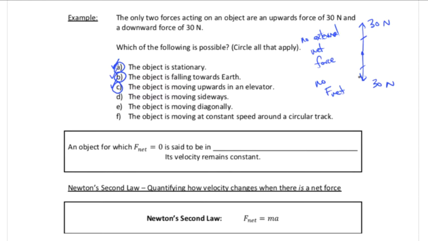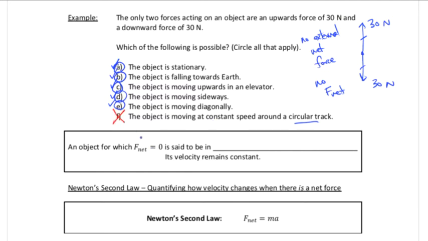Even though the vector arrows for the forces are pointing up and down, it still could be moving sideways. It could be moving sideways at constant speed. For example, this could be the force of gravity and the normal force of a puck on frictionless ice that's moving to the side at constant speed. So this is also possible. It could be moving in any other direction. It could be moving diagonally, so that's possible too. However, it could not be changing direction, because changing direction is a change in velocity, and even though the speed would be constant, moving around a circular track involves change in direction, changing velocity, and so acceleration. And so it's not possible that it's F.